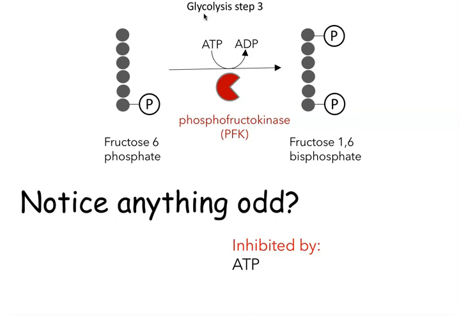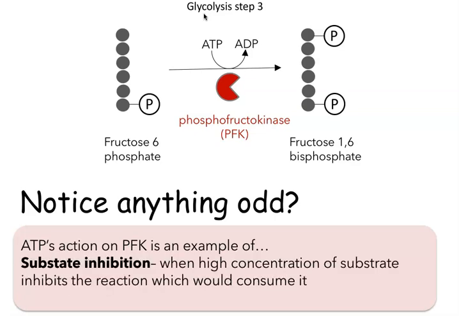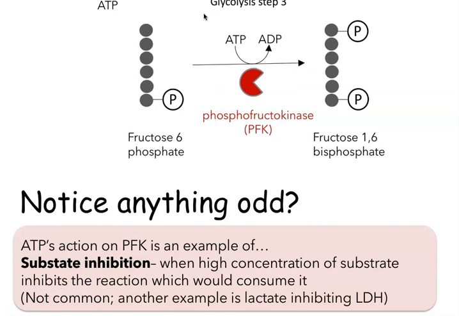So how can it be that a single molecule can be both a substrate and an inhibitor? Well, when this happens, we say that it's an example of substrate inhibition. So if there's a high concentration of the substrate around, in this case ATP, it inhibits the reaction that would consume it. This isn't very common in metabolism, but it's not unique to PFK. Another example is that high concentrations of pyruvate inhibit LDH, the enzyme that catalyzes lactate fermentation. Okay, well why?